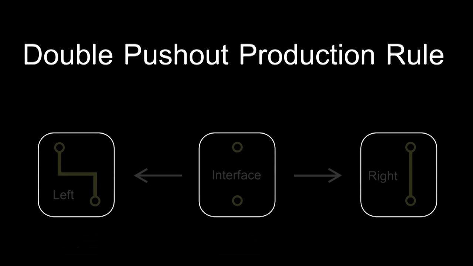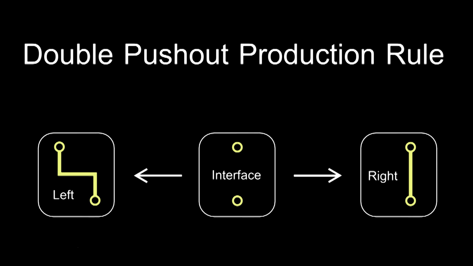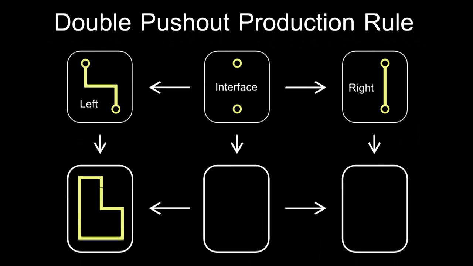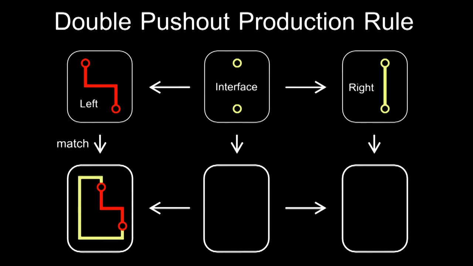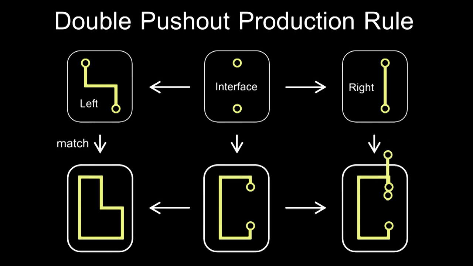A double push-out graph grammar consists of production rules. Each rule has a left side, a right side, and an interface between them. To apply a rule to a particular graph, we match part of the graph to the left side of the rule. We remove that part of the graph, and we replace it with the right side of the rule.